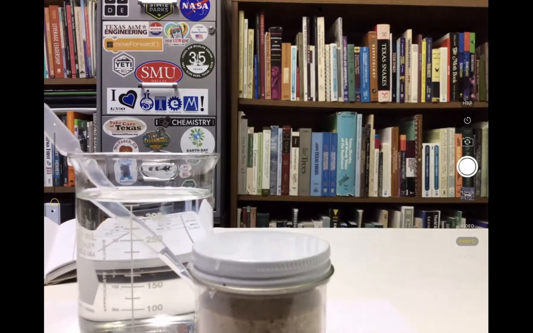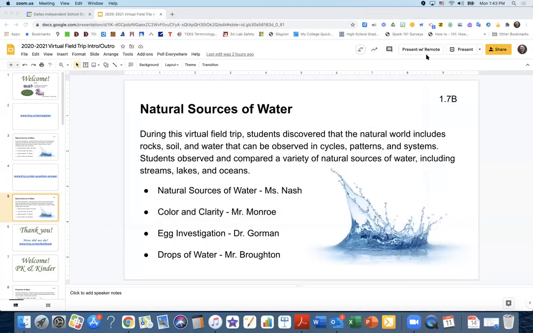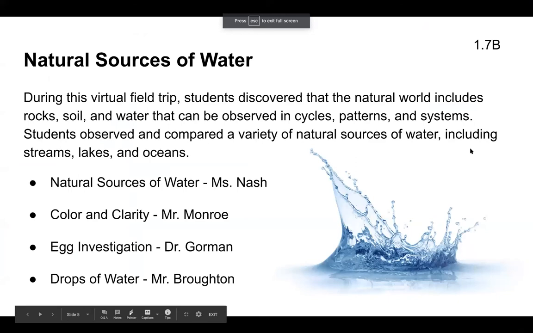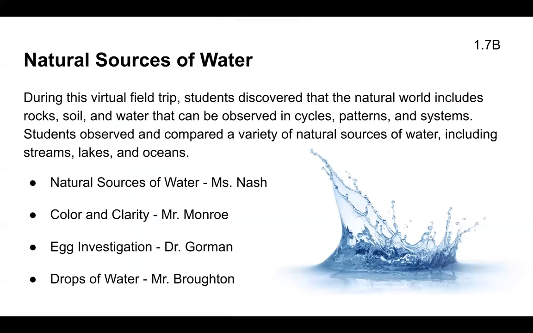All right, I'm gonna stop sharing this screen with you and share my other screen to do a quick recap of what we did today. So again, today's field trip was all about natural sources of water. During this virtual field trip, students discovered that the natural world includes rocks, soil, and water that can be observed in cycles, patterns, and systems. Students observed and compared a variety of natural sources of water, including streams, lakes, and oceans.